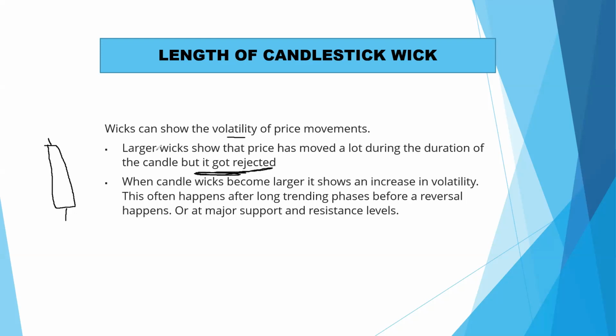This is an important part. Using this as an example, price opened here, and I'm going to use a buy signal. Price opened here, O, and goes up. Price goes higher and higher and higher, but it got rejected. The sellers came back in, rejected it and pushed the price down until the end of the day. It closes here. So this is how we get the high. Price was rejected at this area, but it has also traveled a distance. So when the candle wicks become larger, it shows an increase in volatility.